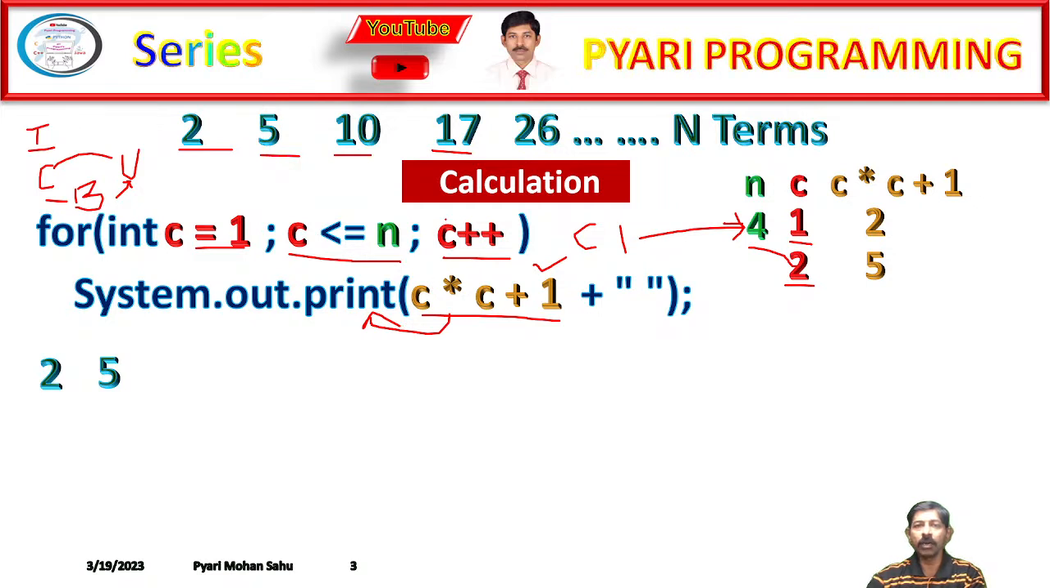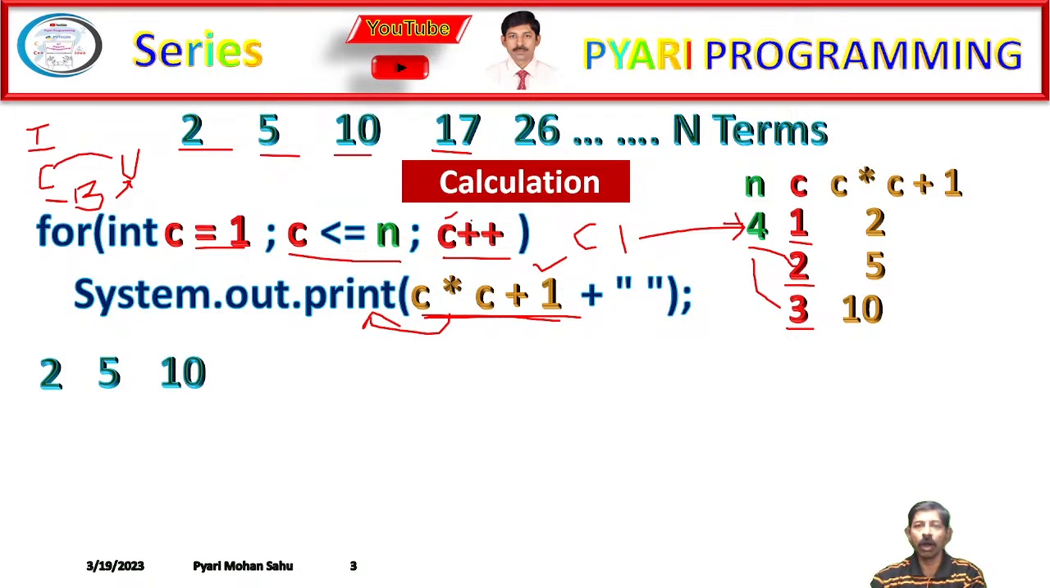After that, again updation. Updation is your 3. Now 3 is less than equals to 4. True. Now that's why it will come to the body part. That is C square plus 1. What is C square? 3 square. 3 square is 9. 9 plus 1 is your 10. So it will display 10 over here, this calculated value.